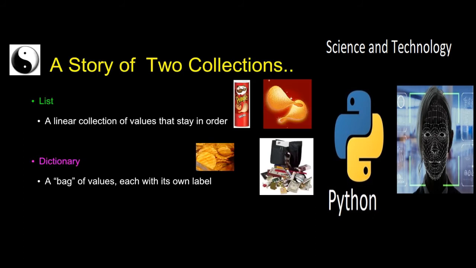And so if we compare lists and dictionaries, the list is sort of the organized version of the collections. Everything stays in order. You add something, it always adds to the end. You take something, it sort of compacts itself. It's 0 through n-1, where n is the number of items. And so it's very organized, kind of like a Pringles can, where the potato chips are nicely stacked.